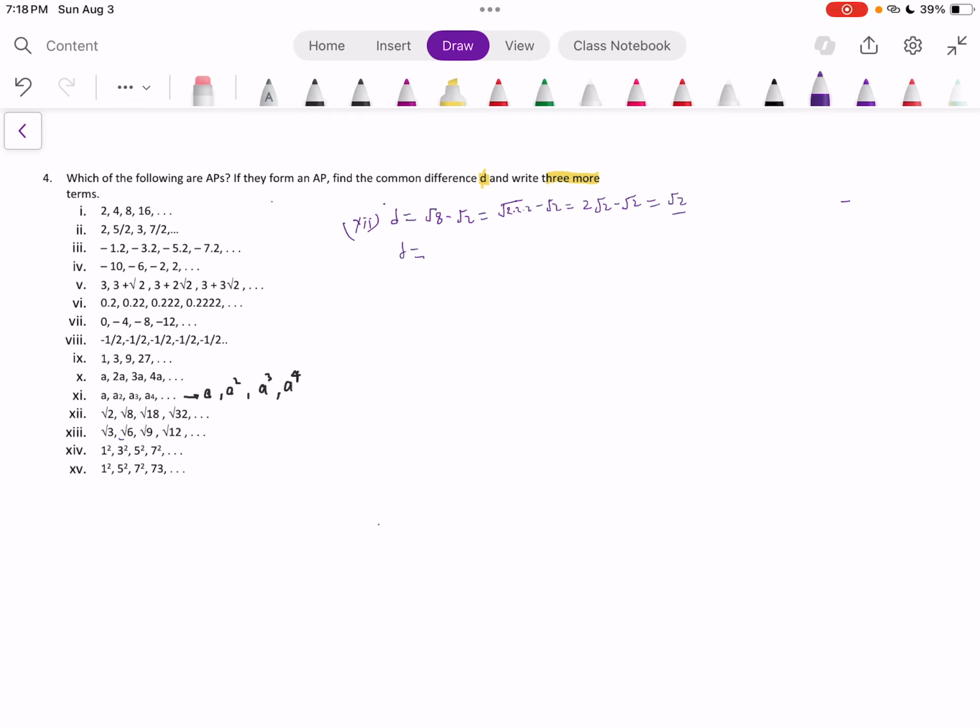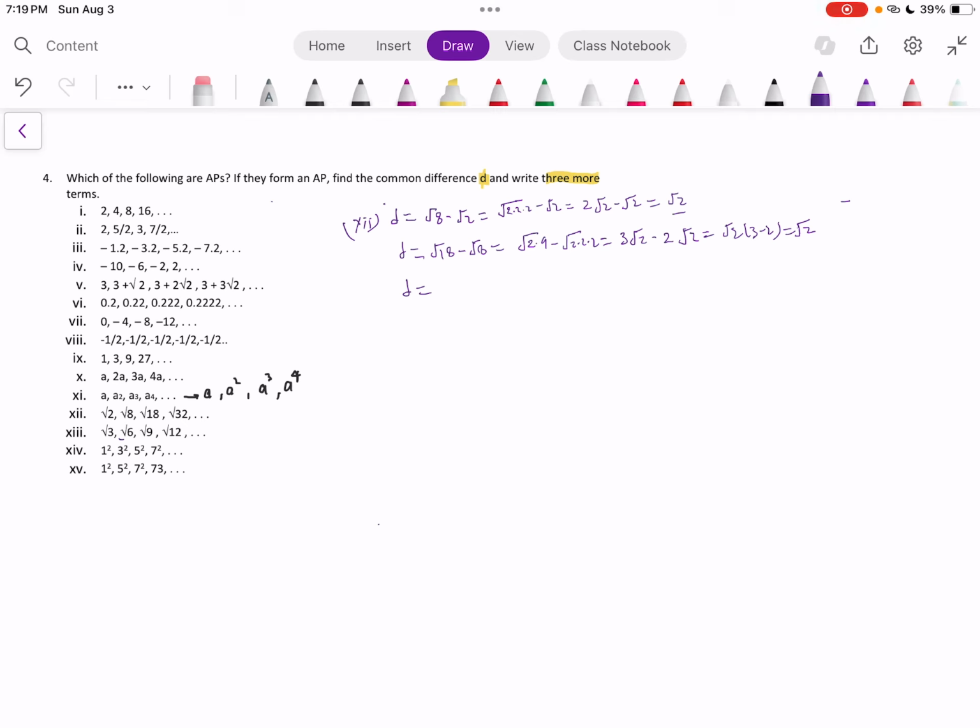Then d is going to be square root of 18 minus square root of 8. It's going to be 2 times 9 minus 2 times 2 times 2. So square root of 9 is going to be 3. So 3 times square root of 2 minus 2 times 2 times 2 is going to be 2 square root of 2. So you can see that 3 times square root of 2 minus 2 times square root of 2. If you take square root of 2 out, 3 minus 2 is going to be 1. So 1 times square root of 2 is going to be square root of 2.